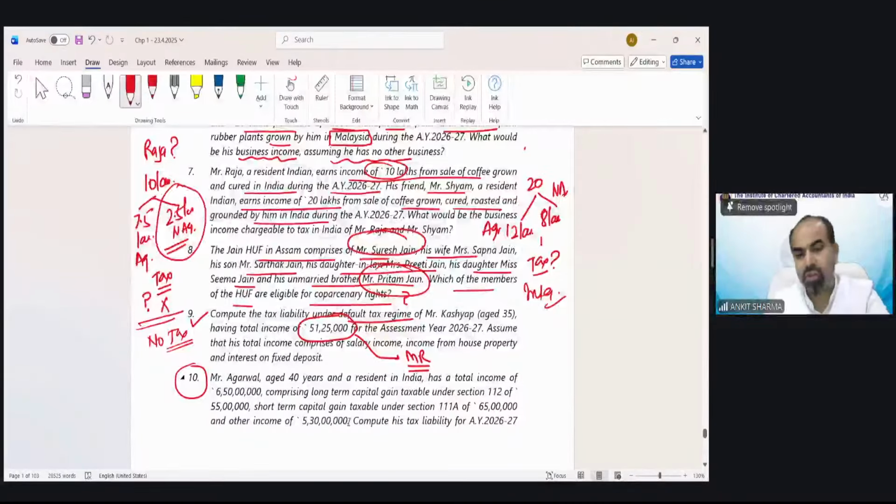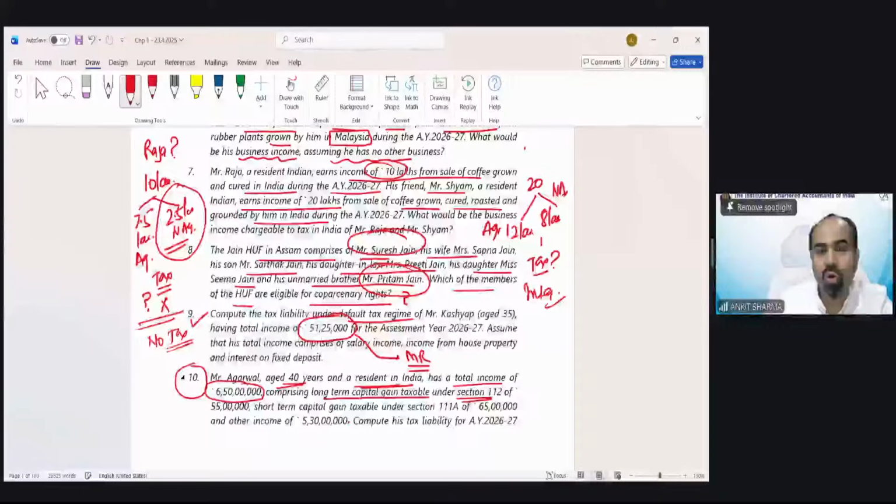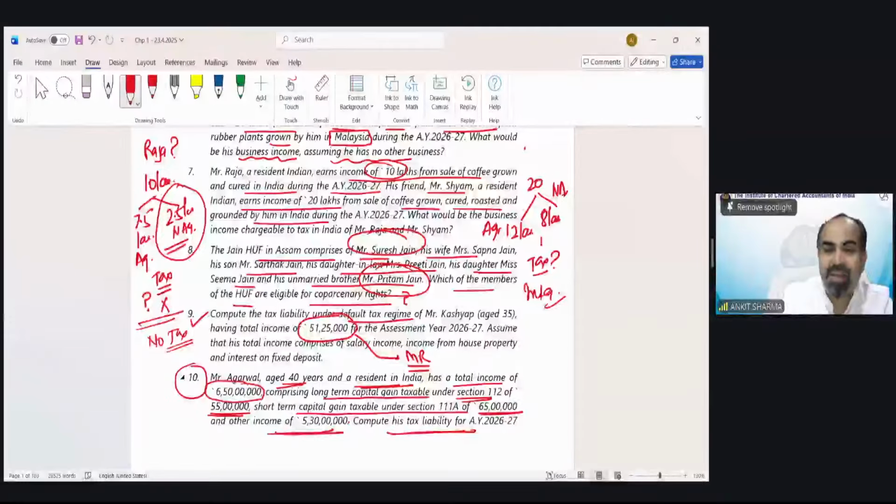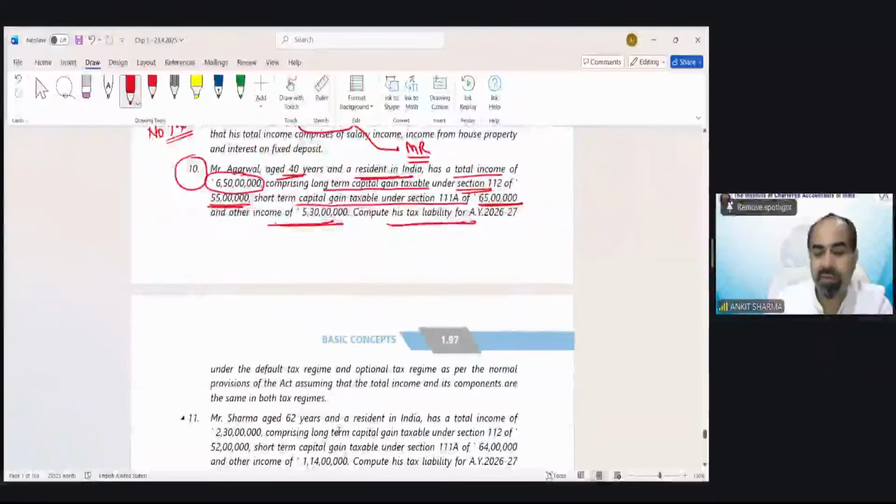So read this question first. Mr. Agarwal, aged 40 years and a resident in India, has a total income of 6 crore 50 lakh rupees, comprising long-term capital gain taxable under section 112 of 55 lakh, short-term capital gain under section 111A of 65 lakh, and the balance is other income of 5 crore 30 lakh rupees. Compute his tax liability for assessment year 26-27 under the default tax regime and as per the optional tax regime, as per both. So let's solve this question.